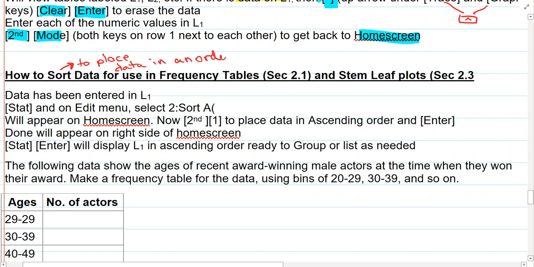You can only do this to one line of data. If you have paired data, you don't sort because you mess up all of your collection. So now the data has been entered in line 1. You've done the first part, so it's already there. Then you go back to the stat key and the edit menu, and you select number 2, sort A, by enter.